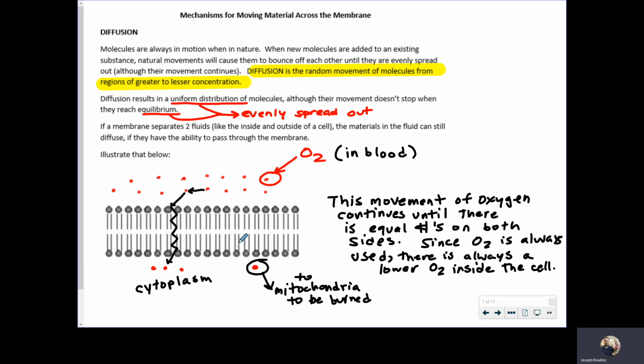When new molecules are added to an existing substance, natural movements will cause them to bounce off each other until they're evenly spread out. So diffusion is a random movement of molecules from regions of greater to lesser concentration. Gases diffusing in another gas happens relatively quickly. Liquids diffusing in another liquid happens a little bit slower. Solids diffusing through a solid takes a long time.